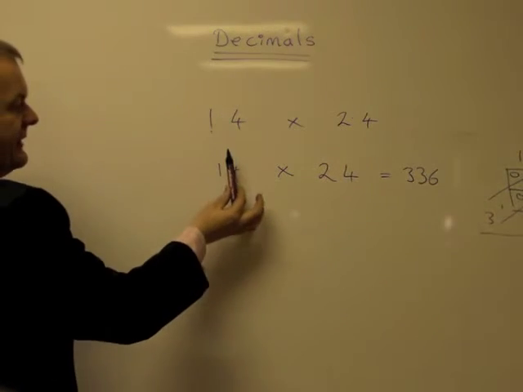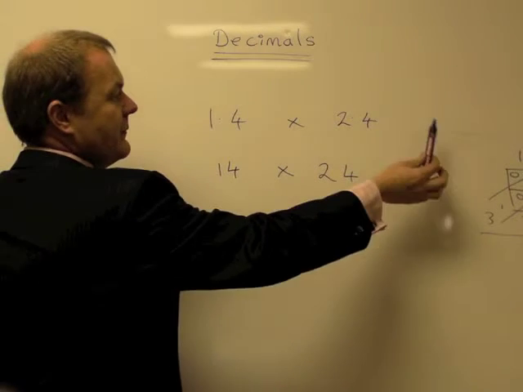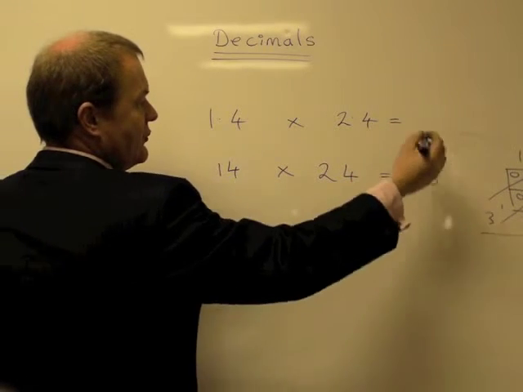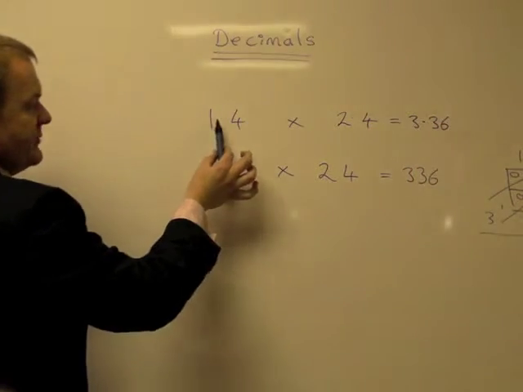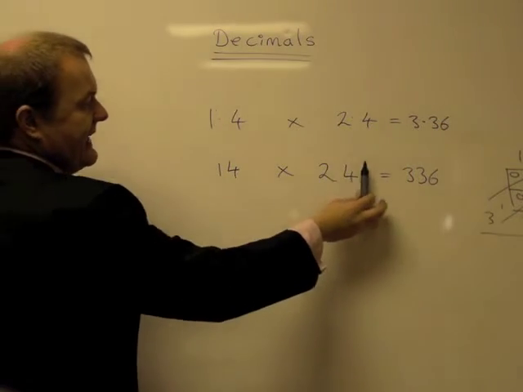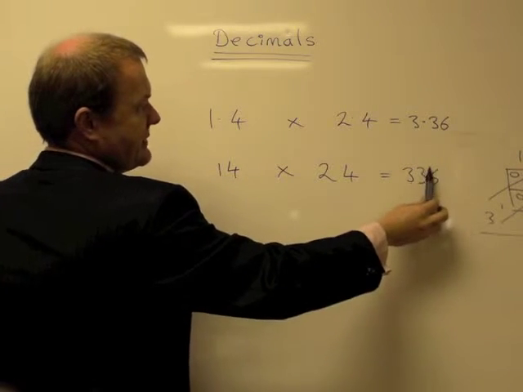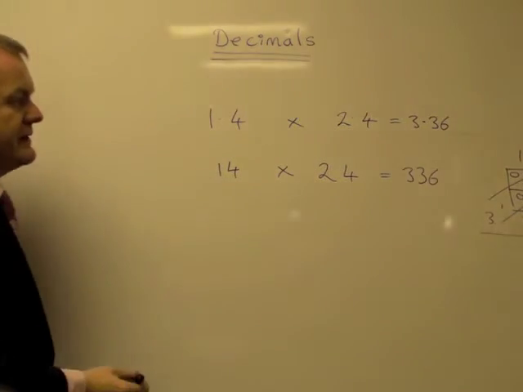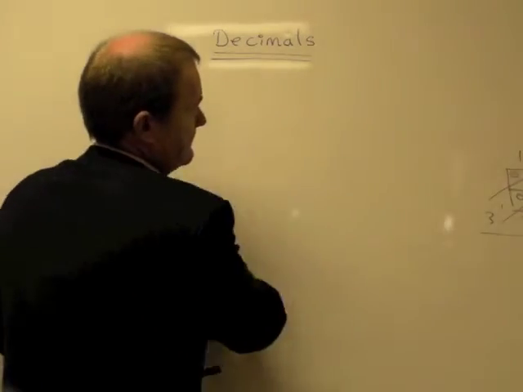But I've scaled that up by a factor of 10, I've scaled that up by a factor of 10, so I've got to scale back by a factor of 100, so that would be 3.36. I moved the decimal place once, I moved it again once here, that's twice, so I've got to move the decimal point back twice, 1, 2, 3.36.